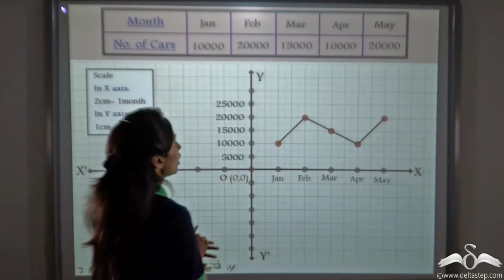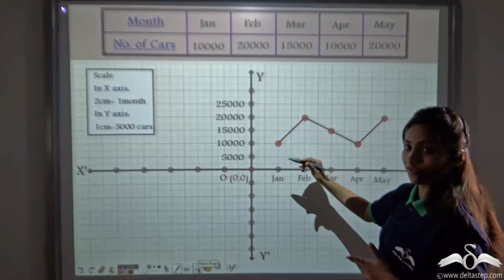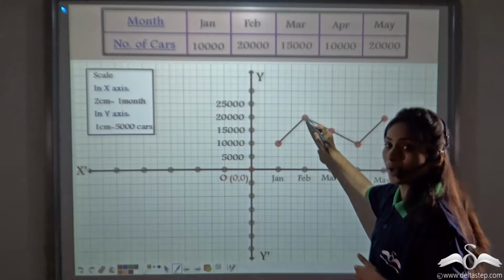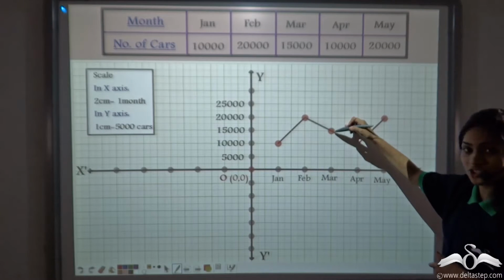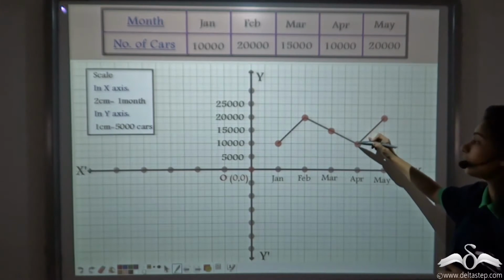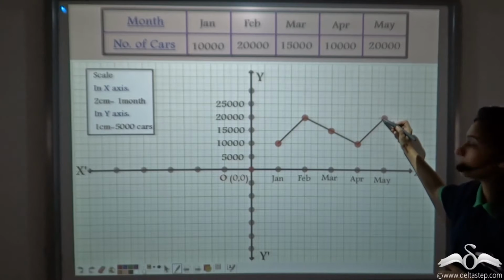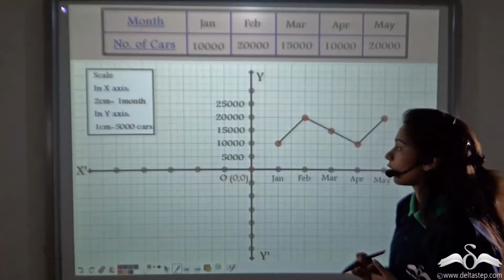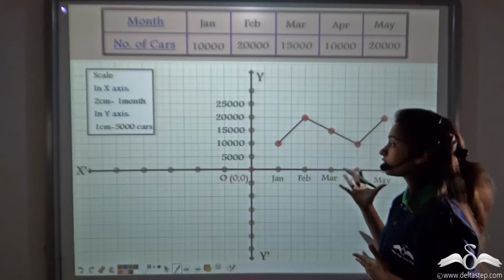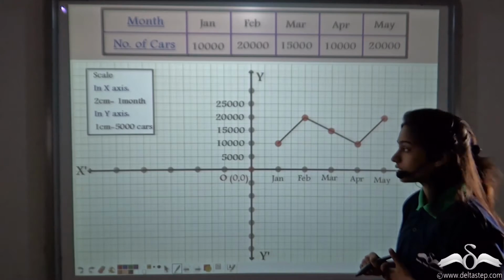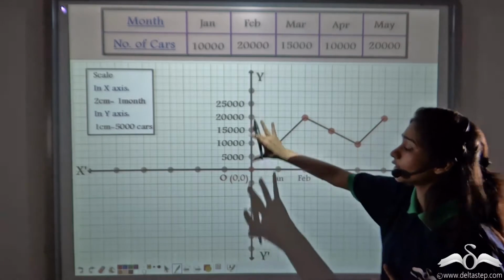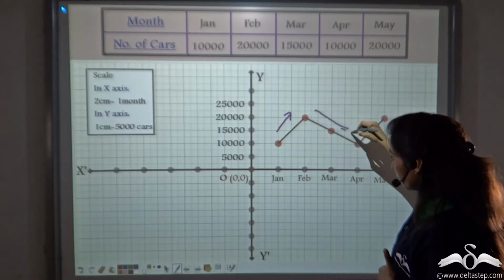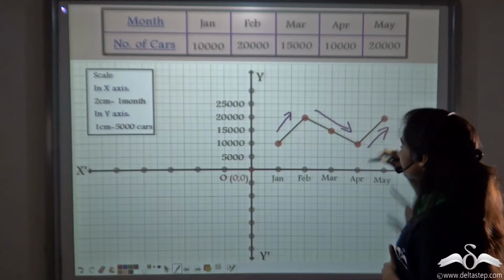Now if you look closely, you can see that the production of cars increased from Jan to Feb. It decreased in March. It decreased further in April. And then again it rises back in May. So instead of looking at this data in tabular form, looking at it on the graph gives you a better representation of the production of cars. You could see easily, without even looking at the numbers, that the production of cars rose, it fell, and then it rises.